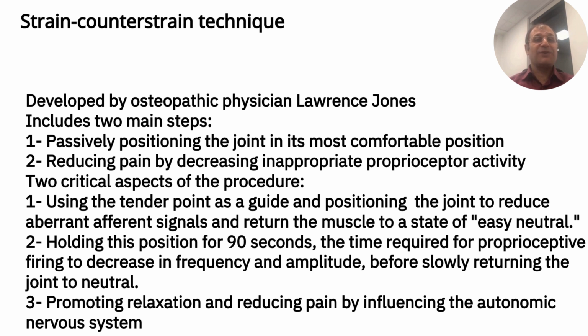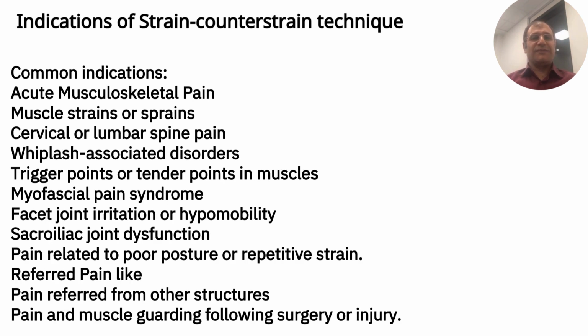2. Holding this position for 90 seconds, the time required for proprioceptive firing to decrease in frequency and amplitude, before slowly returning the joint to neutral. Additionally, strain-counterstrain may influence the autonomic nervous system, particularly the parasympathetic nervous system, promoting relaxation and reducing pain. The gentle, sustained positioning may activate the parasympathetic response, counteracting the sympathetic response often associated with pain and muscle spasm.